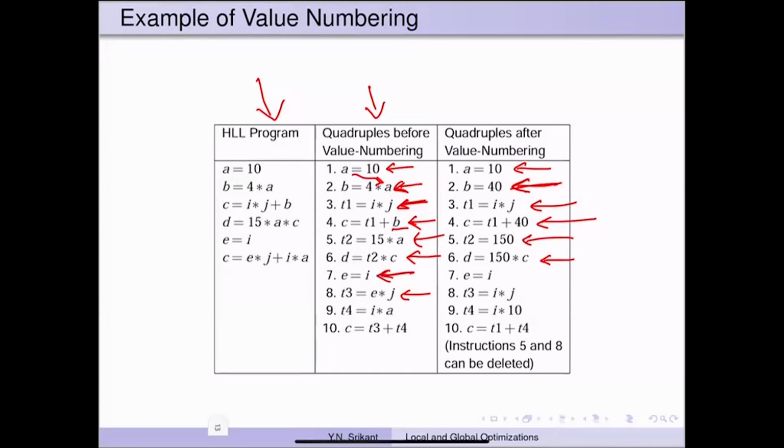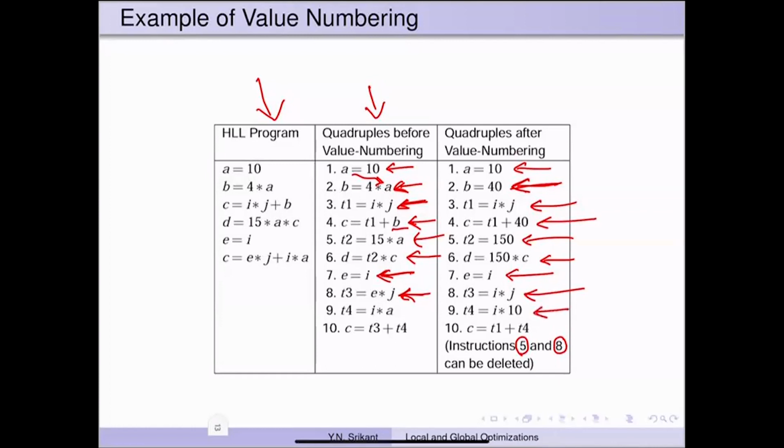Now you have E equal to I. So this is again present, and E and I get the same value number. E star J, E is searched. It's the same value number as I. J is already present, and E star J becomes I star J, which is already available. So you actually get the same T3 equal to I star J. Okay. So which is a quadruple which is already computed. Now, that is why we have mentioned that instructions 5 and 8 can now be eliminated, because these correspond to computations which are redundant.